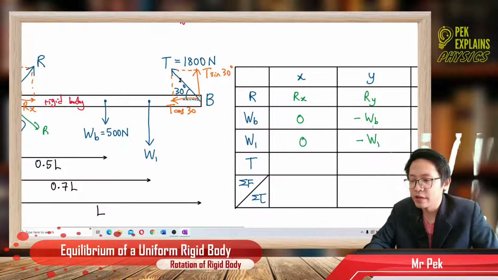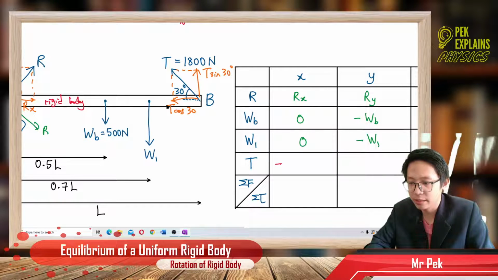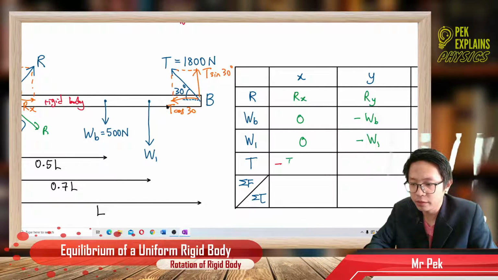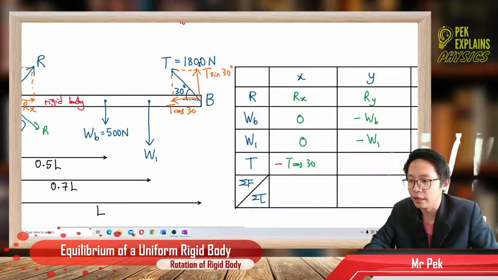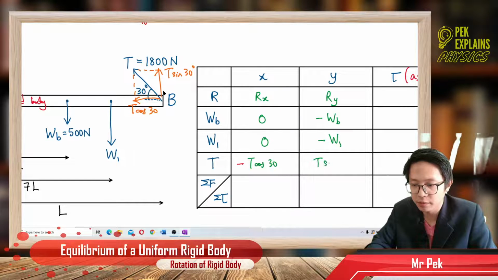Now for the tension. For the tension, the x component is to the left. So to the left is negative. So remember, put a negative sign. Because going to the left, negative T cos 30. And then T sine 30 is going up. So it is positive because it's going up. So it's positive T sine 30.